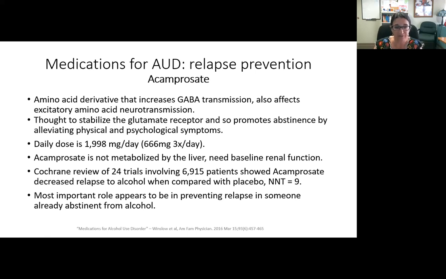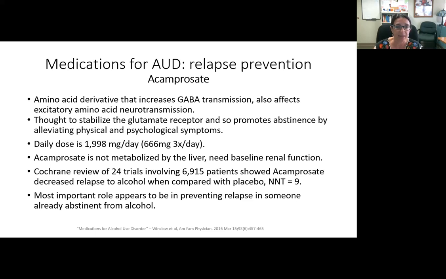It has a totally different pathway in terms of the physiology of how it works. It's an amino acid derivative that increases GABA transmission, and it's thought to stabilize the glutamate receptor. It has a strange dosing schedule of 666 milligrams, so 2 big tablets 3 times a day, which can be hard to follow. Some people may divide that into 3 tablets twice a day instead. It is not metabolized by the liver, and we need baseline kidney function tests.